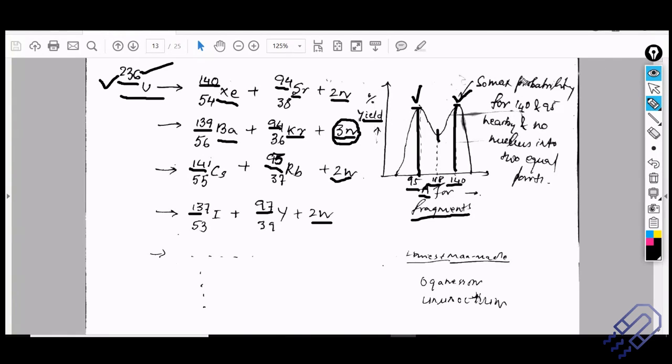That's what I've written here. Maximum probability is for 140 and 95 or nearby, and the number of nuclei splitting into two equal parts will be minimum. So for 118 and 118, the chances are very low. The maximum chances are for 95 and 140. Remember that.